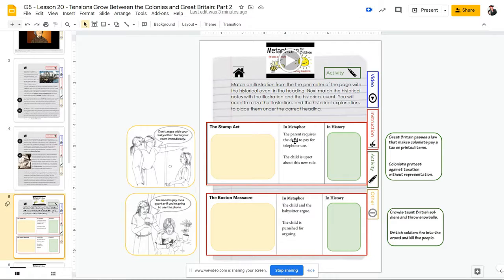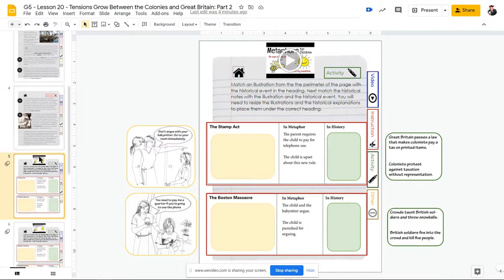So the parent requires the child to pay for telephone use. The child is upset about this new rule. The child and the babysitter argue. The child is punished for arguing. So those are the metaphors as to what was happening during the Boston Massacre or during the Stamp Act.